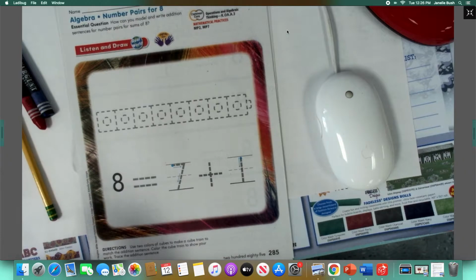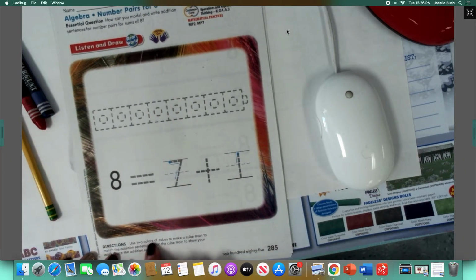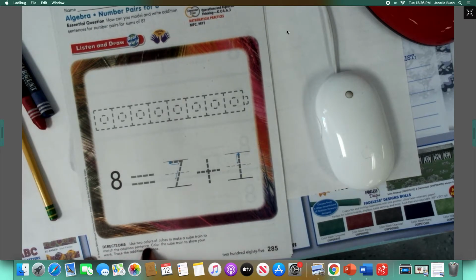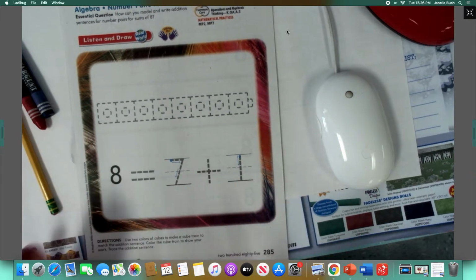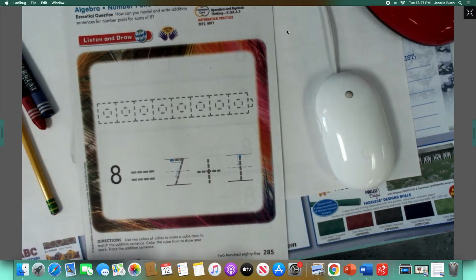Okay. Now, what we're going to do on this sheet, it says down at the bottom to use 2 colors of cubes to make a cube train to match the addition sentence. And then we're going to color the cube train to show your work. Then you're going to trace the addition sentence. Since everyone does not have cubes at home, I am going to demonstrate with the cubes on this video, and then you can go back and you can color.